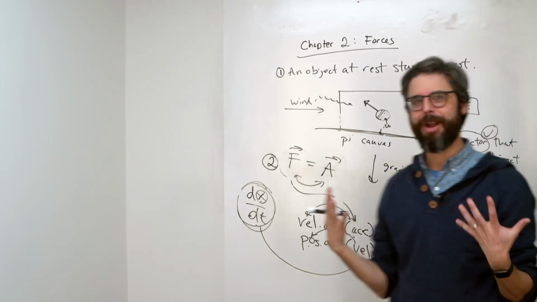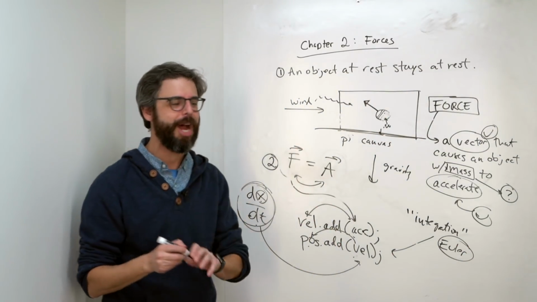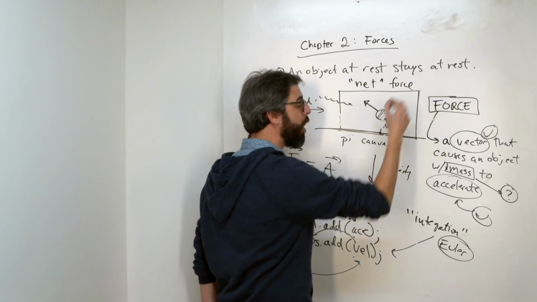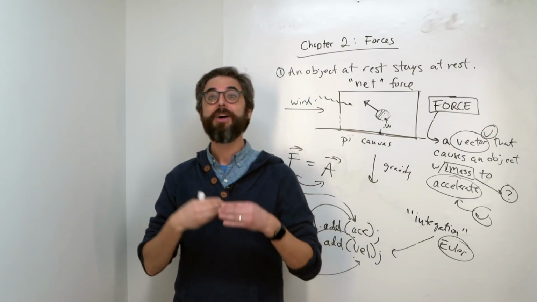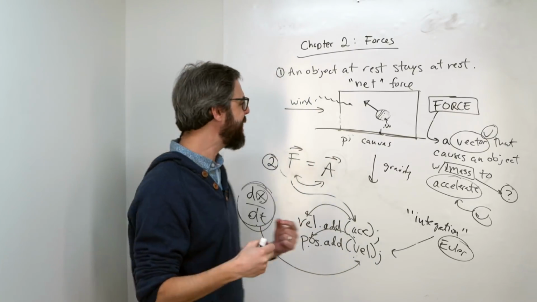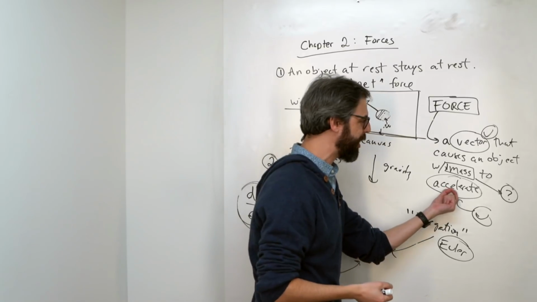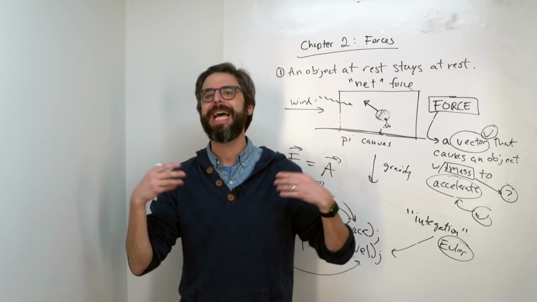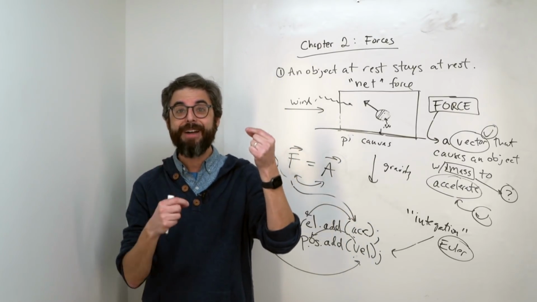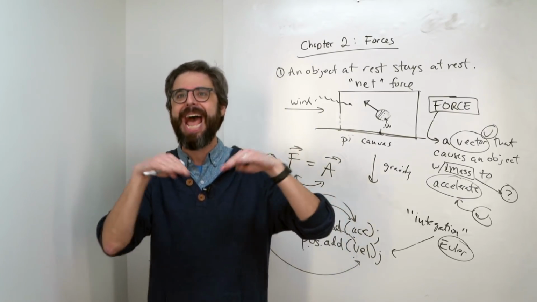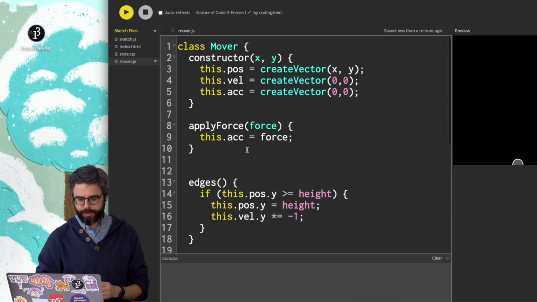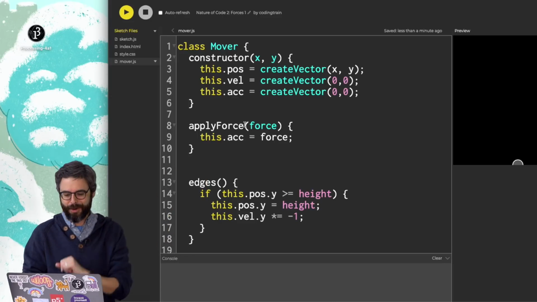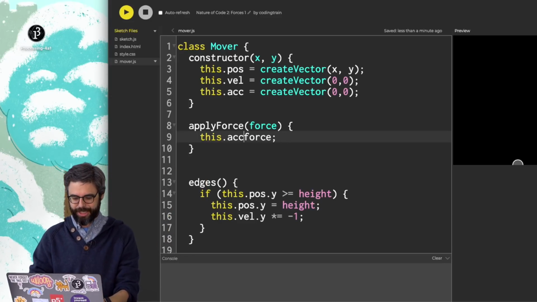As I was diagramming this and describing it, I think a couple of times I used this term net force, or the sum of all forces, or this idea of force accumulation, meaning the object's acceleration is a result of the sum of all of the forces in its environment at any given time. Wind and gravity both act on the object and both get added into the acceleration. So this apply force function shouldn't actually set acceleration equal to force, but rather it should call add.